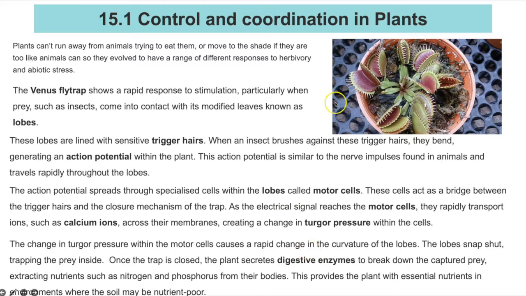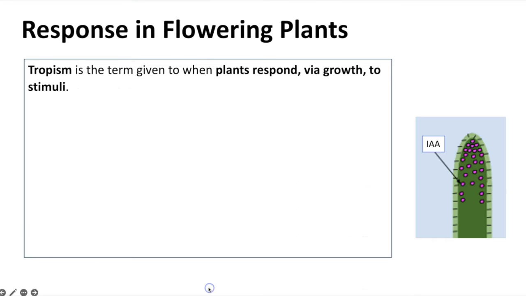Once trapped in that closed section, the plant secretes digestive enzymes to break down the captured prey, and that extracts nutrients from the insects, such as nitrogen and phosphorus, from their bodies. And that provides the plants with essential nutrients, which the environment may not contain because there might be nutrient-poor soil.